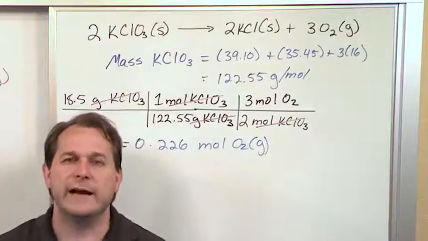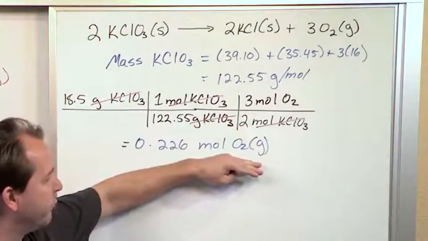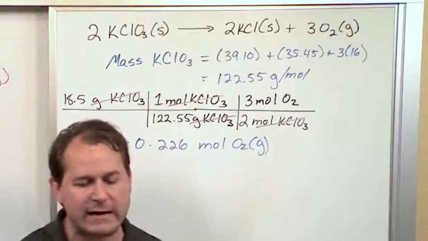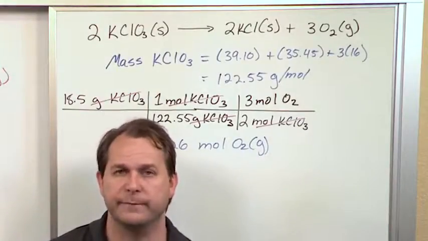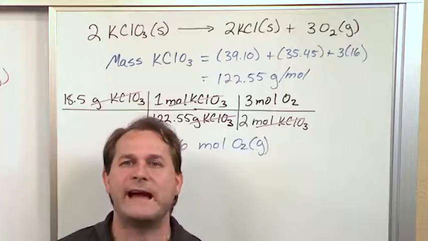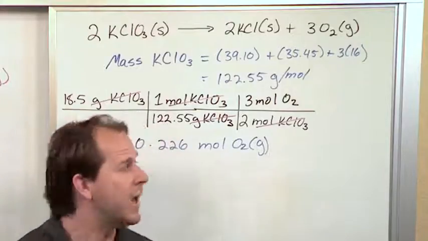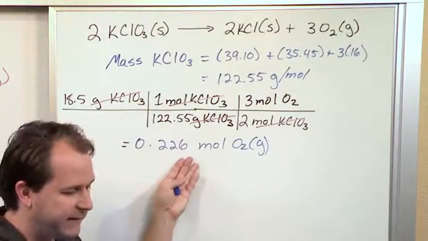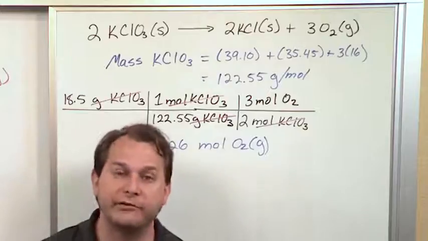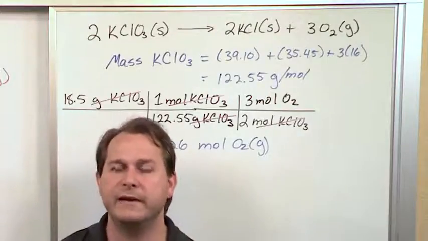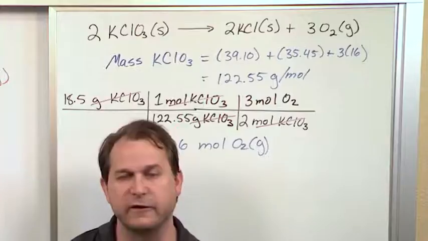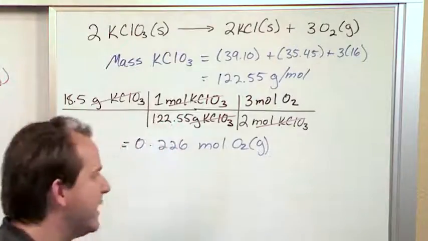So what do you think you do next? We know how many moles are produced. We're asked to figure out how many liters are produced. So you need to start thinking about the ideal gas law. It's a gas. I know how many moles I have of this gas. I also know the temperature and the pressure of this gas because that's given to me. So PV is equal to nRT. I should be able to solve for how many liters of O2 I have.